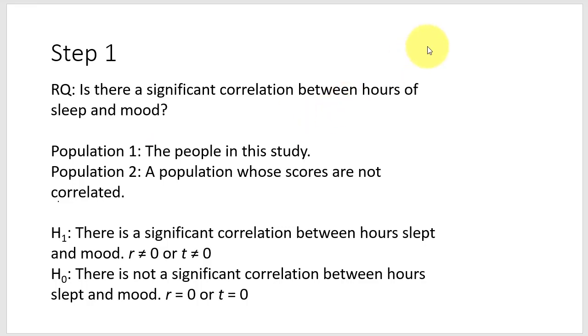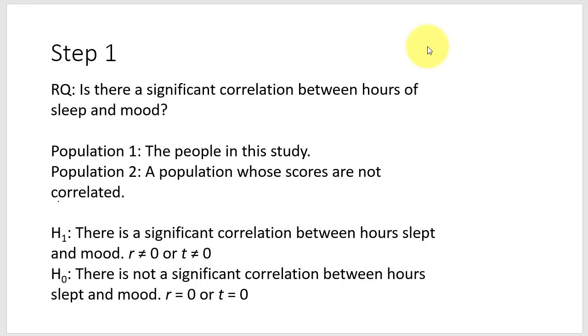So in step 1, we are going to discuss the research questions, come up with the populations, and look at the null and research hypothesis. The research question for this particular example is: is there a significant correlation between hours of sleep and mood? We are going to be looking at a two-tailed test. You can do a one-tailed correlation, that's fine, but we're looking at a two-tailed test.